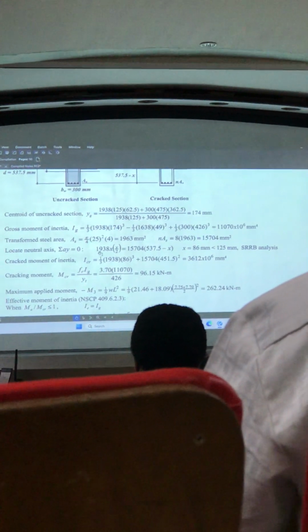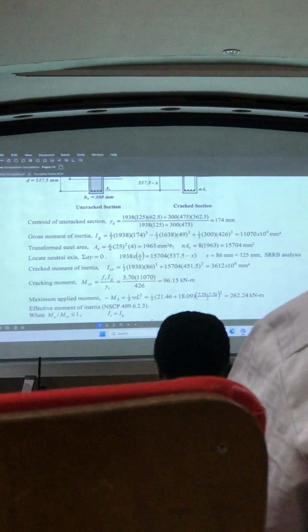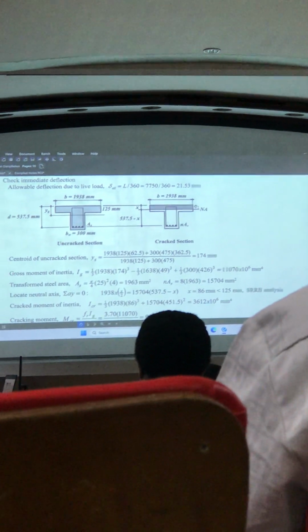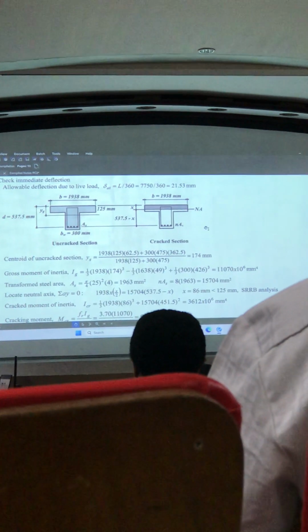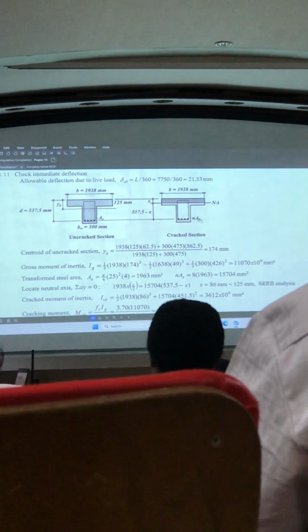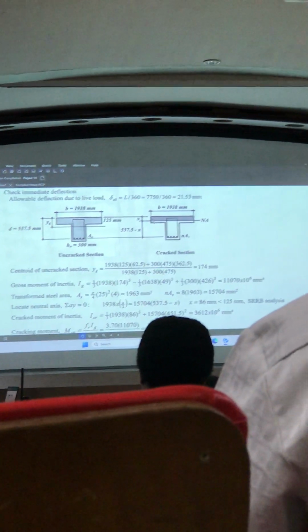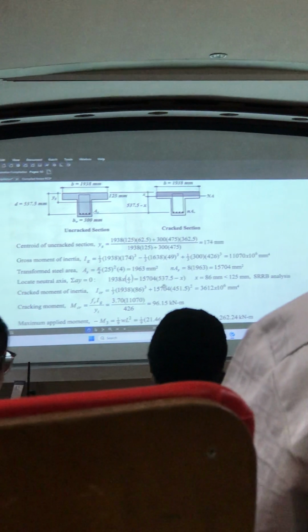So, locate the neutral axis and we compute the moment of inertia of the cracked section. For the area above, that is 1/3 bx cubed. For the area below, which is equivalent to a strip, you have n As times the square of the distance, 537.5 minus x, squared. You have the calculation here.